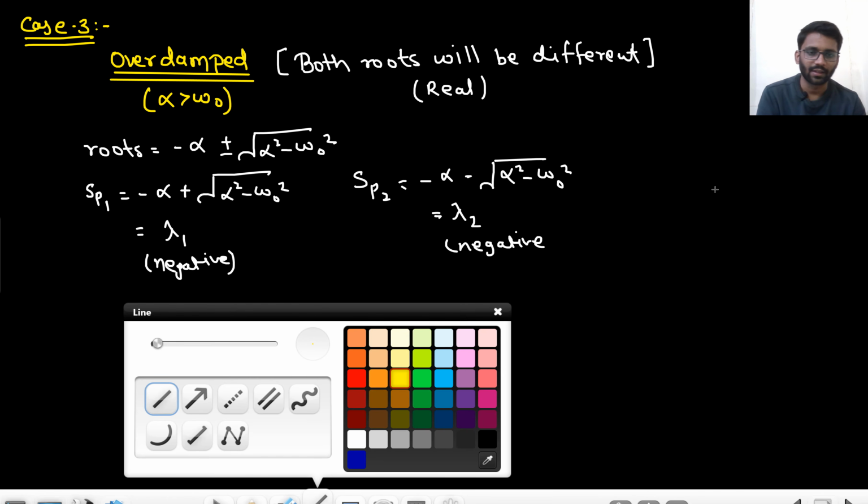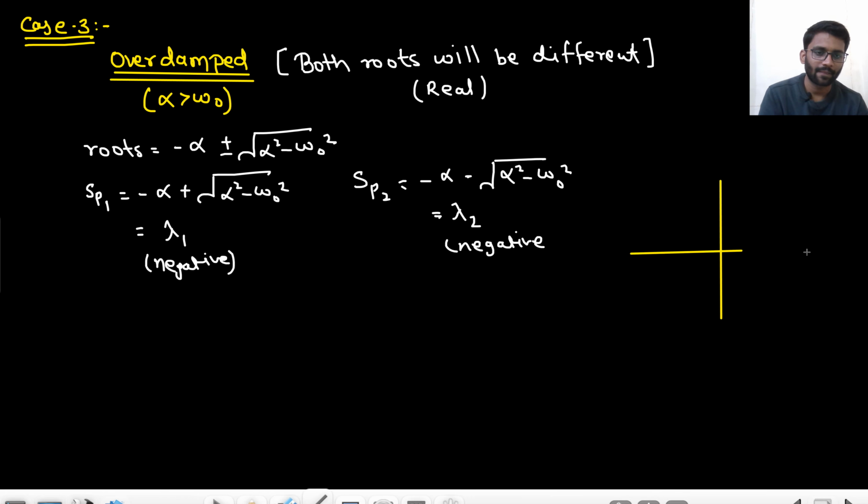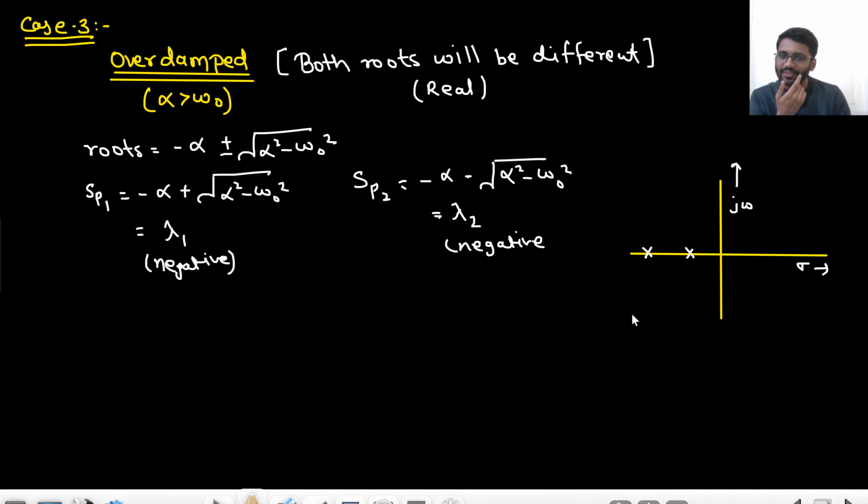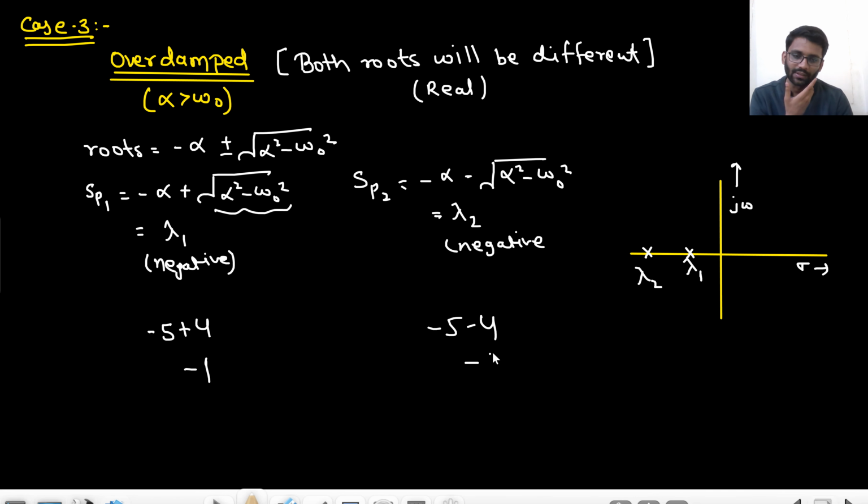So I can make a graph as well. This is sigma and this is j omega. One will be lambda 1, one will be lambda 2. Which will be lambda 1, which will be lambda 2? Tell me. This will be lambda 2, this will be lambda 1. Why so? Because this is less negative. Let's assume this value is 4 and alpha is 5. So minus 5 plus 4 will be minus 1, and minus 5 minus 4 will be minus 9. So lambda 2 will be more negative. That's why this is lambda 1 and this is lambda 2. And this is a negative value.